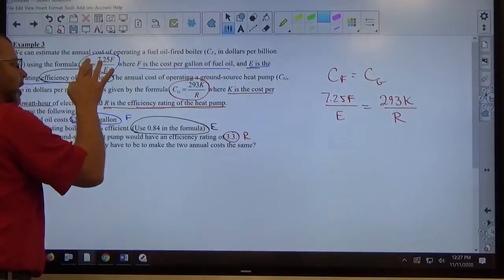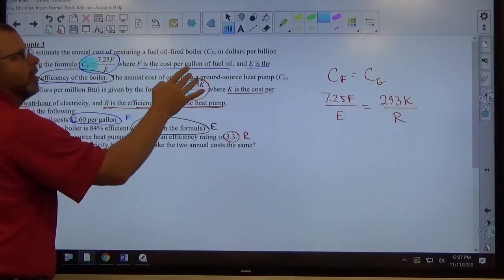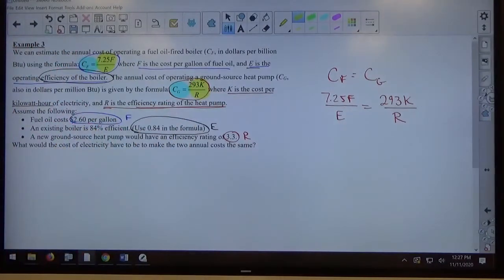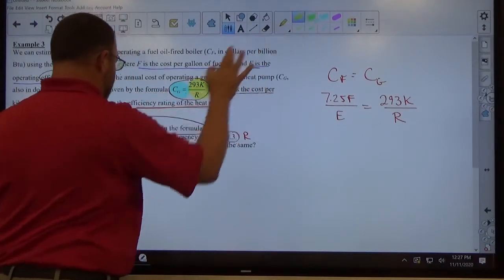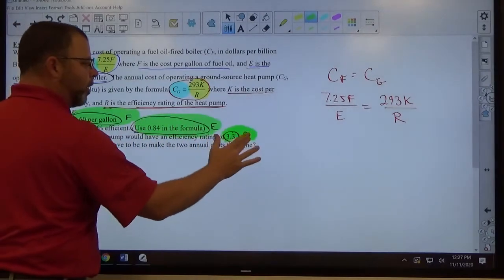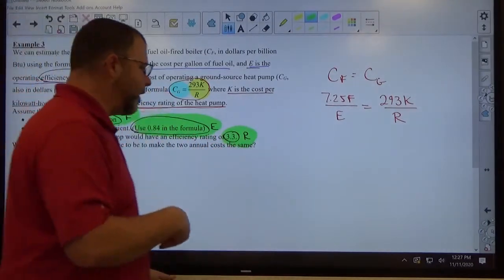I want this to be the same as that, so I set this equal to that. That's got 4 variables in it, but they were nice enough over here to tell us what F equals, what E equals, and what R equals. So next I'm going to put those 3 values in.